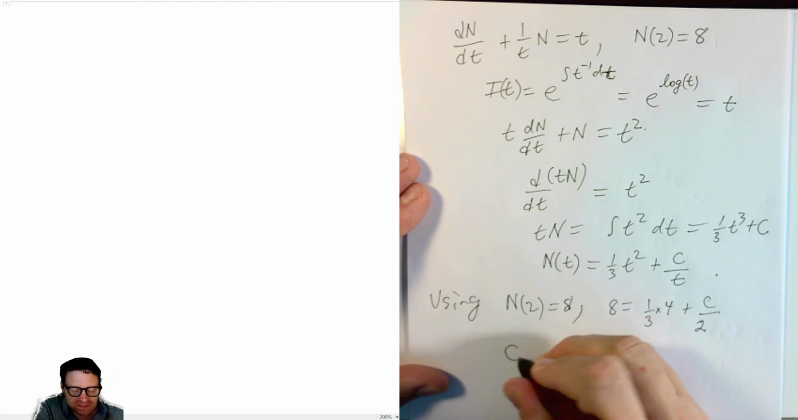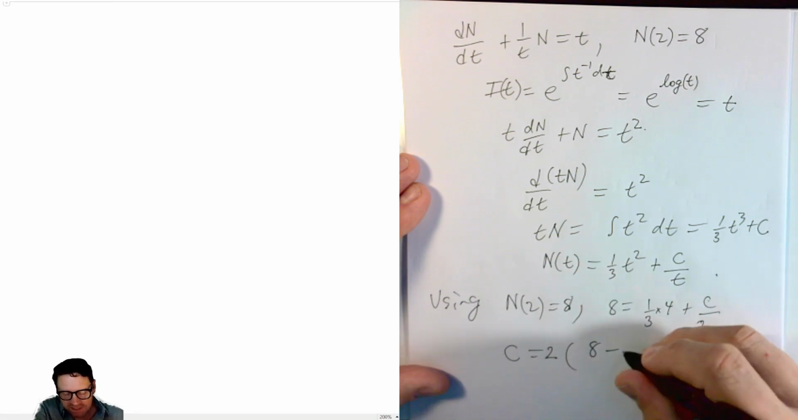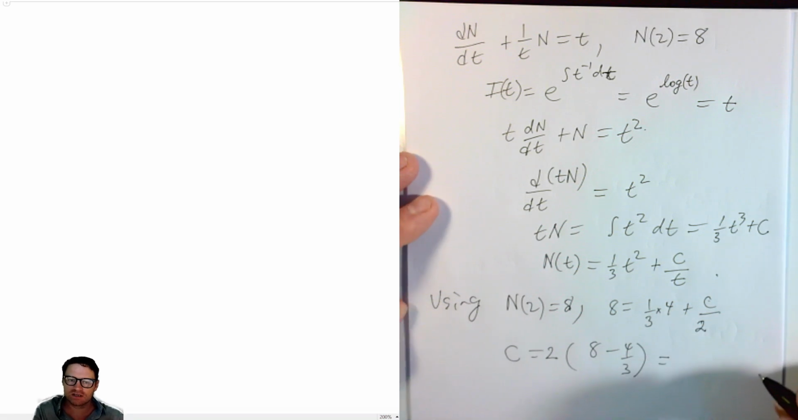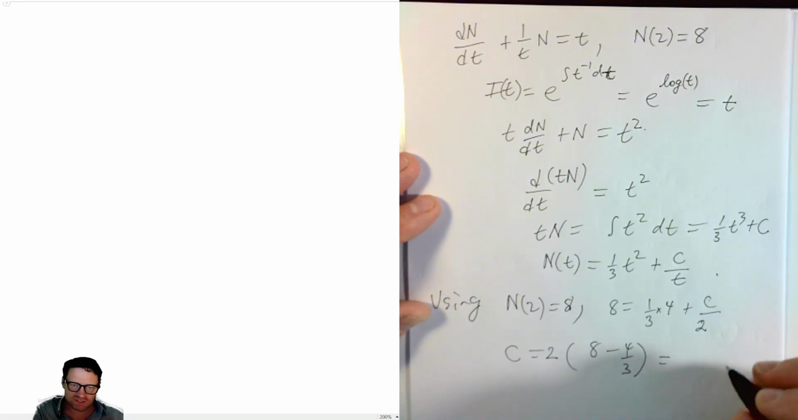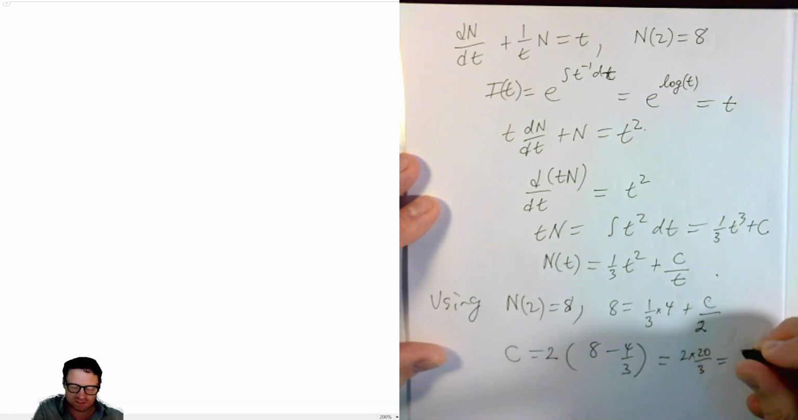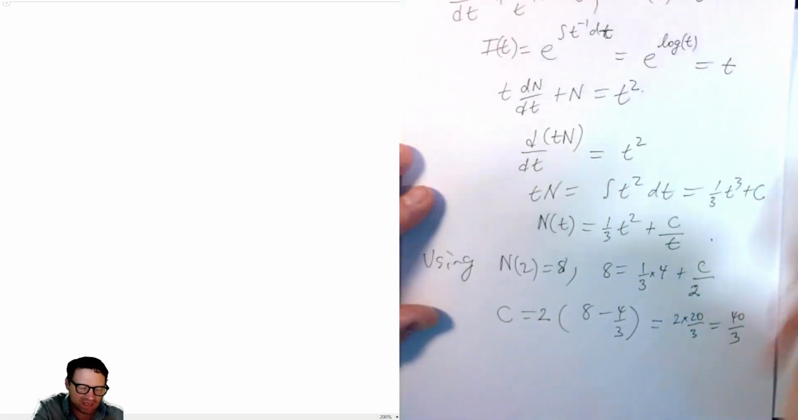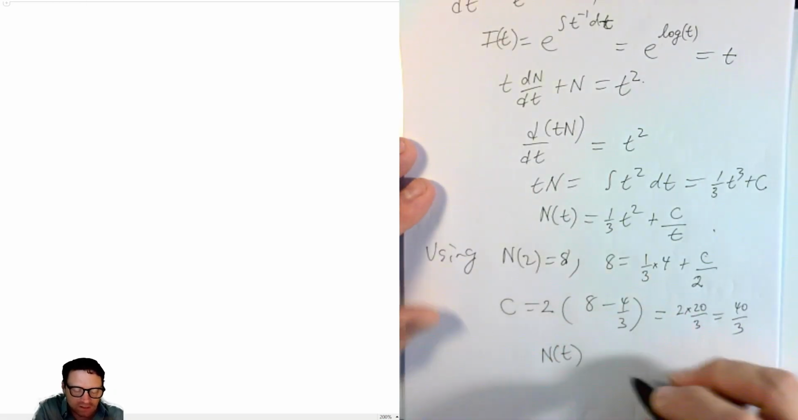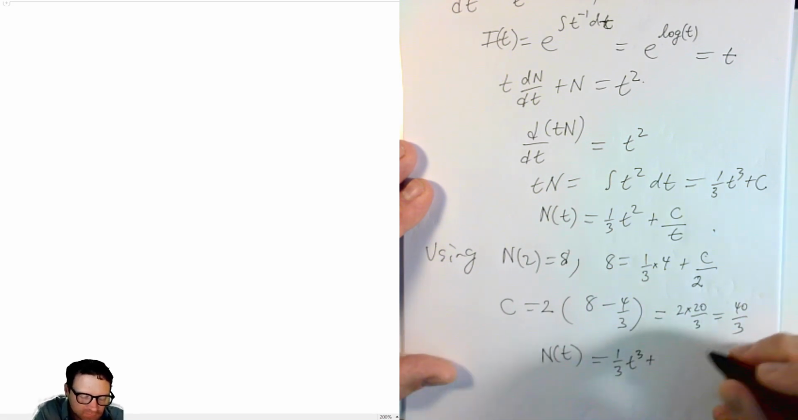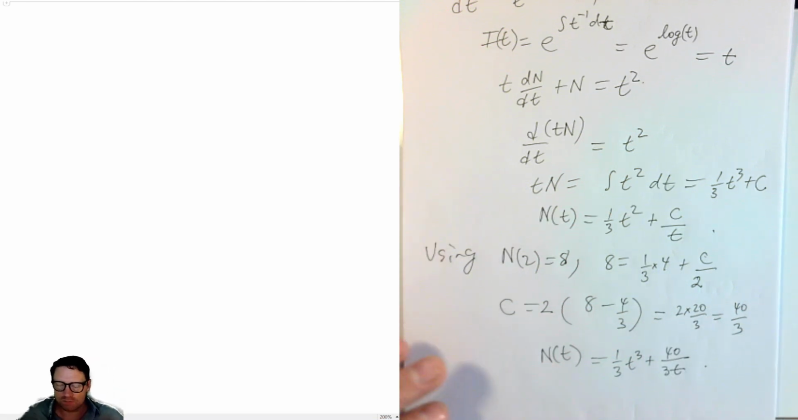Okay, so c is equal to 2 times the difference, 8 minus 4/3. And now 8 minus 4/3 is 24 minus 4 is 20 all over 3. So 2 times 20 over 3, which is 40 over 3. Okay, now that we have c, we can sub it back in and write our particular solution to the initial value problem. And there we go.